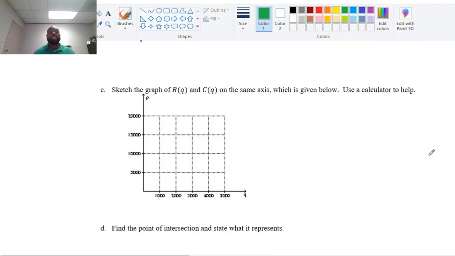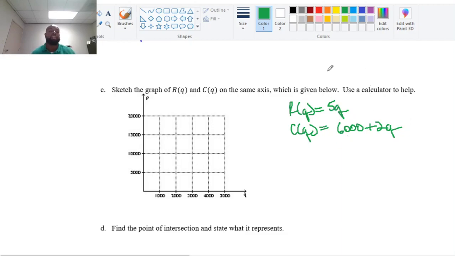I'm going to do part C and D together. It says sketch the graph of R of Q and C of Q on the same axis, which is given below. Use a calculator to help, and find a point of intersection and state what it represents. So remember, we have R of Q equals 5Q, and C of Q equals 6,000 plus 2Q. These are both linear equations.